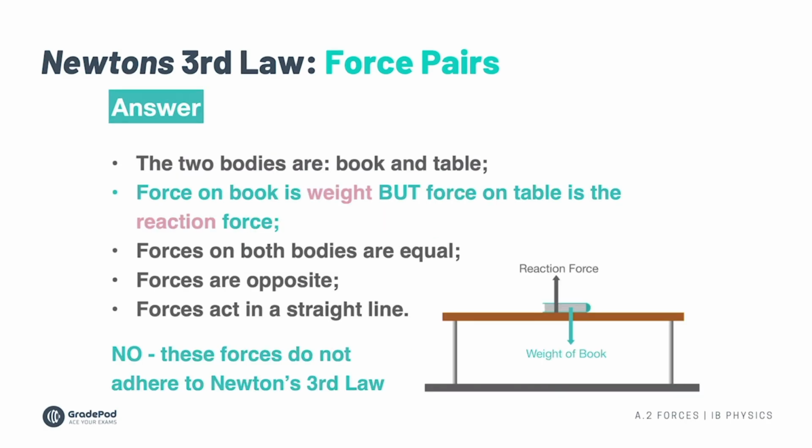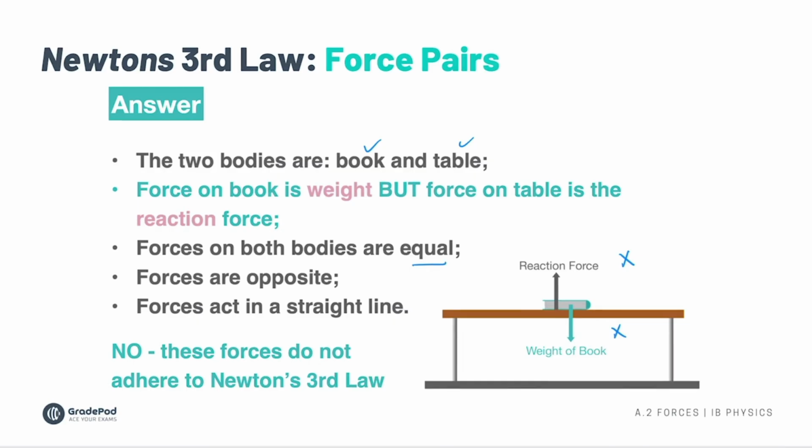So let's look at my notes on this. Rule number 1 was they act on two separate bodies, and there's a book and a table. Fine. Rule number 2 was the forces must be the same. The force on the book is weight, but the force on the table is the reaction force. So these two forces are not the same type of force. However, they're both equal in size, they're both opposite, and they act in a straight line. So we were nearly there, but these forces do not adhere to Newton's third law.